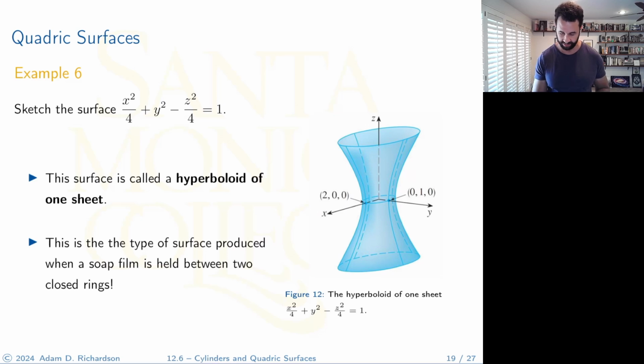Hyperboloid of one sheet. There's those hyperbolas. Here they are again. And then you have these elliptical cross sections too. One cool thing about this, so this is really cool. This is one of the reasons that math is so fun to me. This is actually the type of surface that you get when you hold a soap film between two closed rings. So if you've ever taken like two rings, right, and you dip them both in soap, and then you lift.